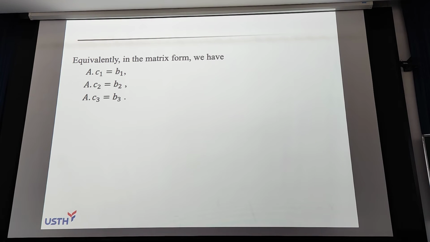That is, we can solve three systems of linear equations at the same time.